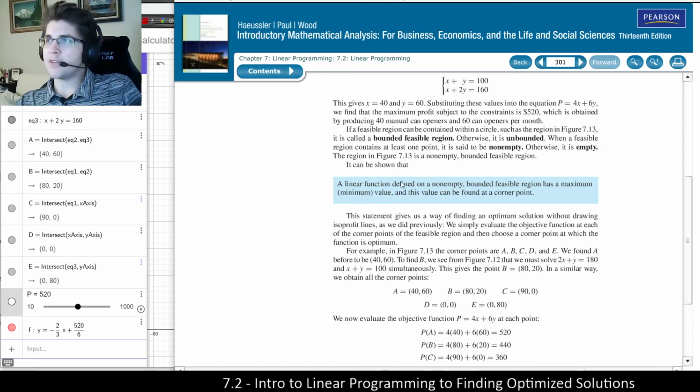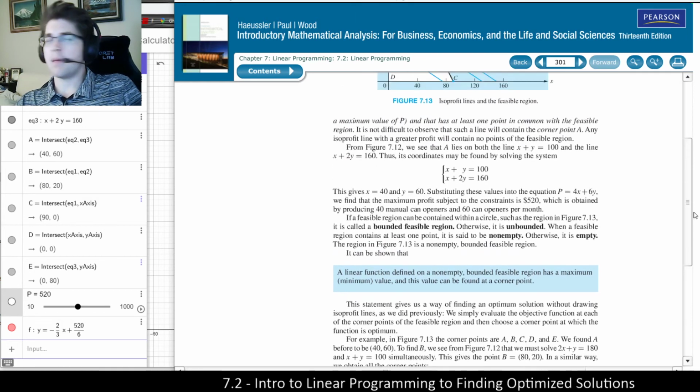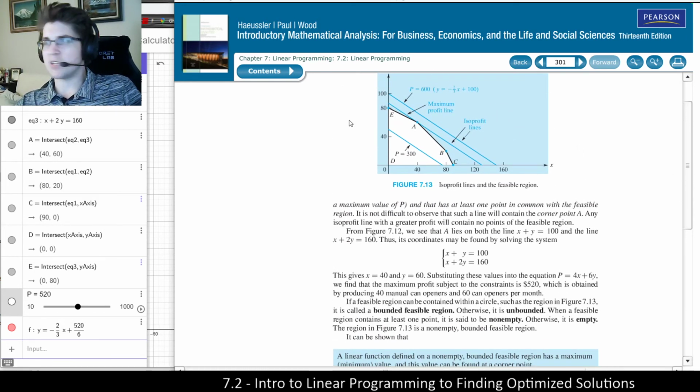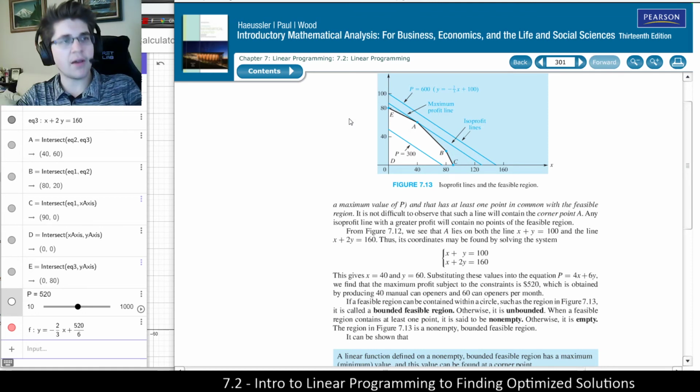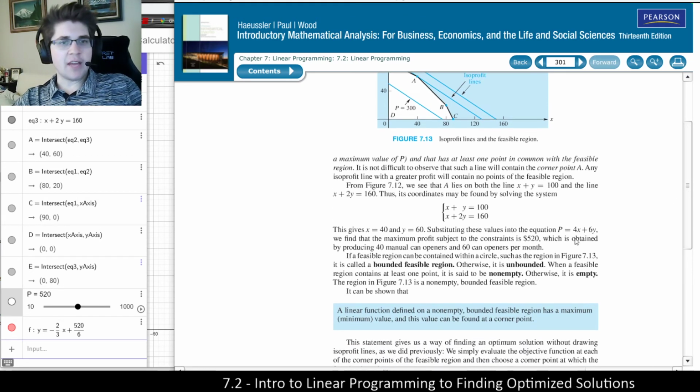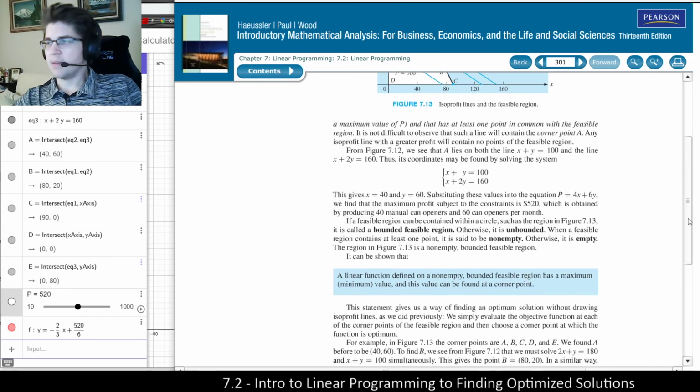What it says is a linear function defined on a non-empty bounded feasible region. A bounded feasible region is just a region which is not going to infinity, it's just stuck together between a bunch of lines, so it's kind of bounded. Whereas unbounded would be one that is going up to infinity, is not boxed in. Technically, you could have an empty feasible region, but that is a problem we can't solve.